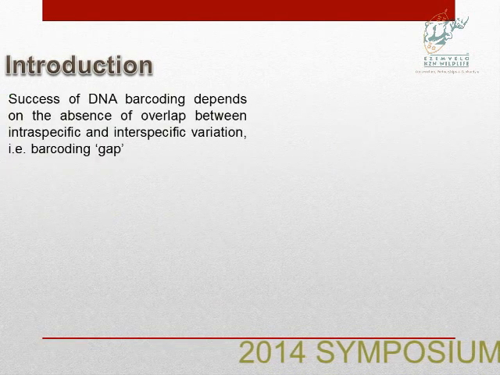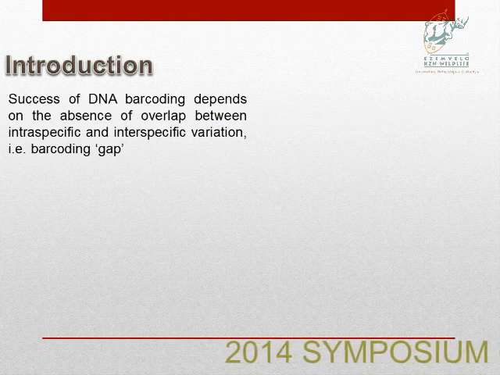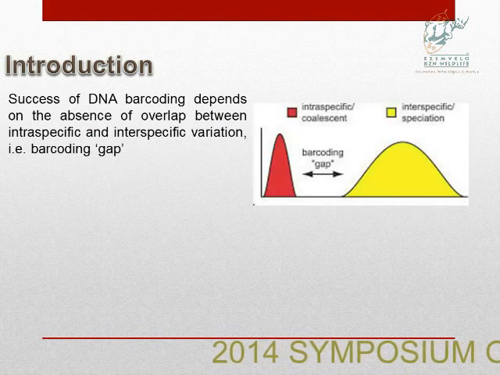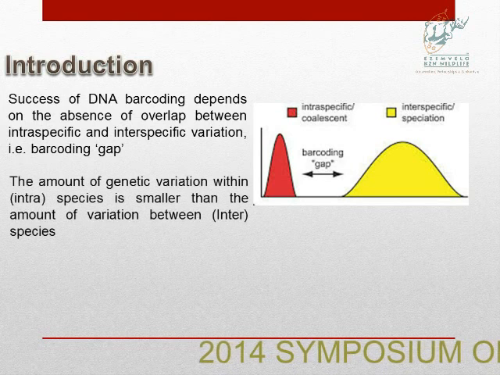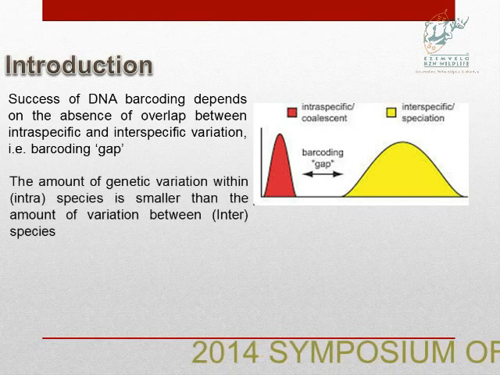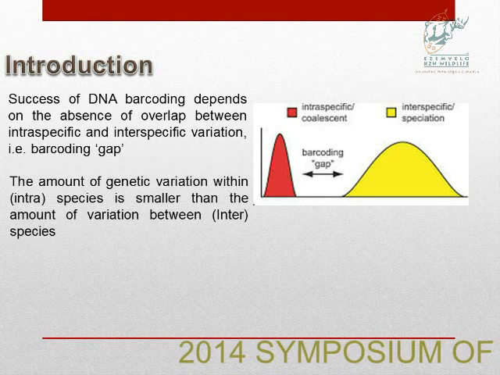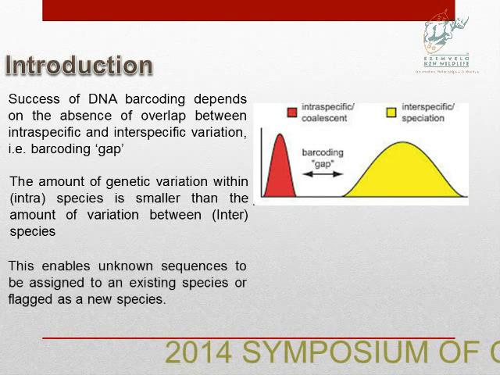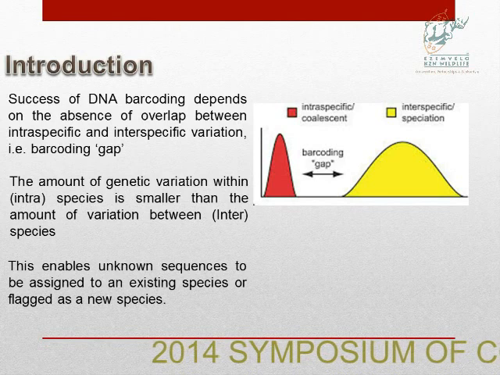The success of DNA barcoding largely depends on the absence of overlap between intraspecific and interspecific variation, a concept known as the DNA barcoding gap. For this barcoding gap to occur, the amount of genetic variation within species needs to be smaller than the amount of variation between species, and this allows unknown sequences to be assigned to an existing species or flagged as a new species.